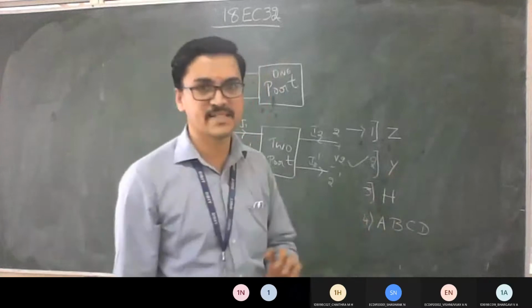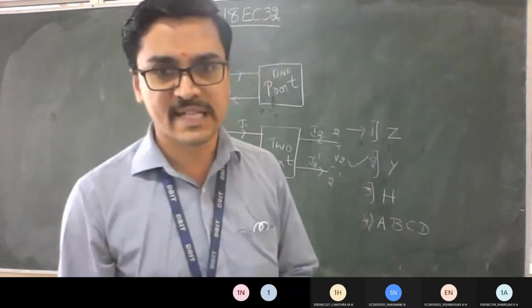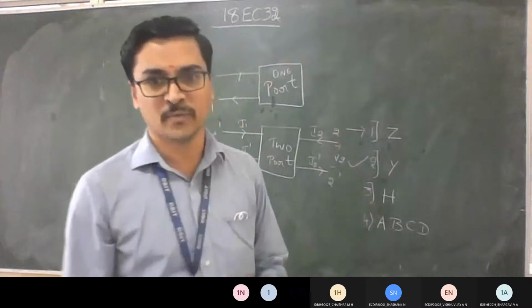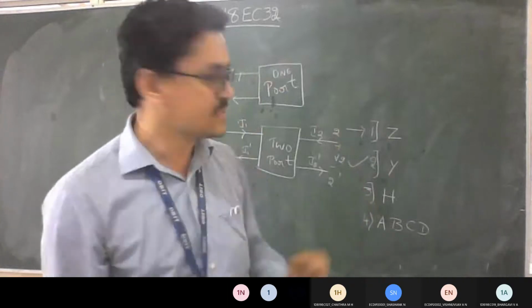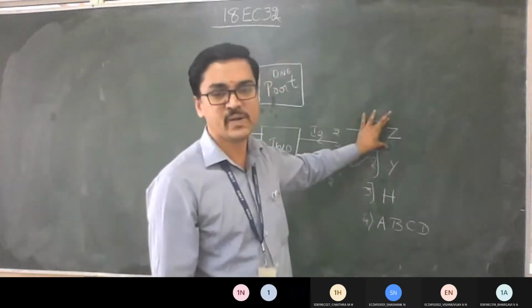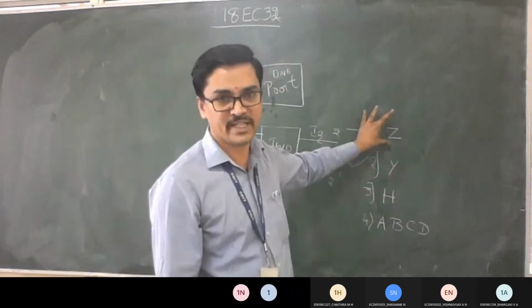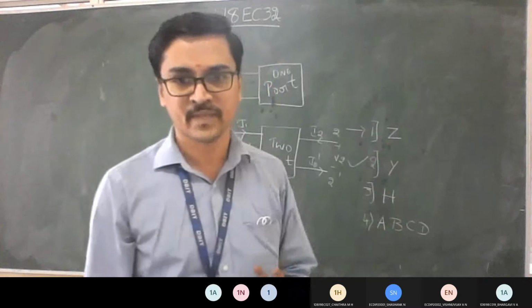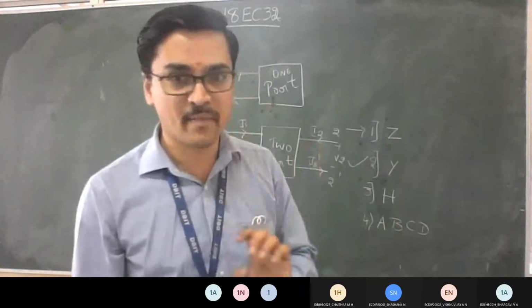And the last one is the ABCD parameter, also called the transmission parameter. So these are the 4 different parameters you need to know. What you are going to learn here is the individual coefficients for each of Z, Y, H, and ABCD. They may ask you for 6 to 8 marks.